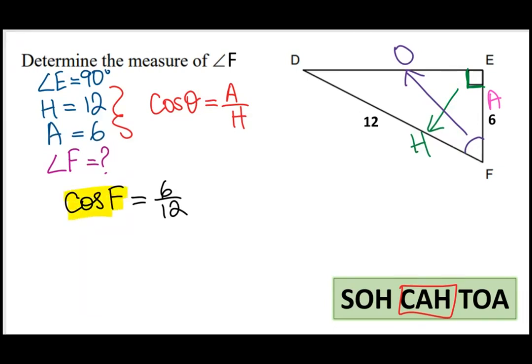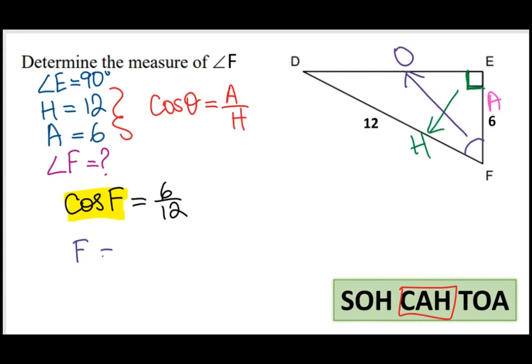Now this is not cos times F. This is cos of F. Now to cancel this, we're going to take the inverse of cos. And we do that on both sides. F equals cos inverse of 6/12. Now this is where you're going to use the second function key on your calculator, and you need to make sure your calculator is in degrees mode. So press second function, press cos, and then enter 6/12. Your answer is 60 degrees. Angle F is 60 degrees.